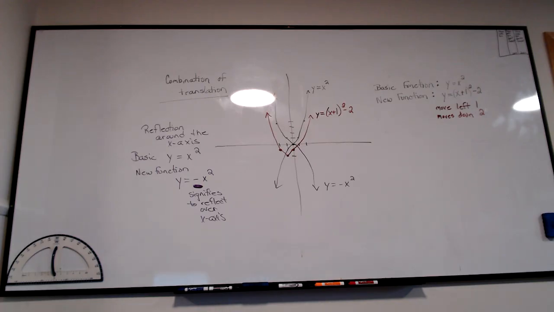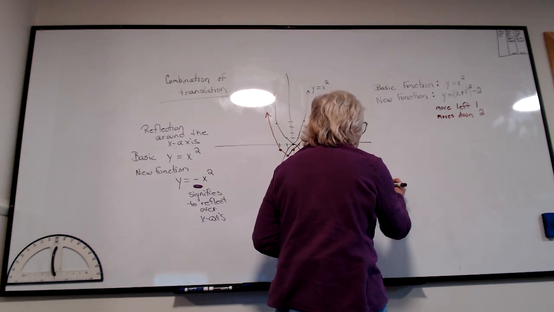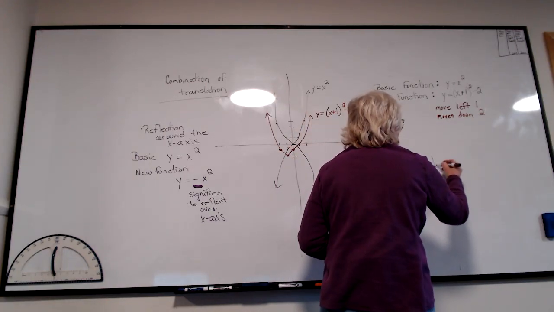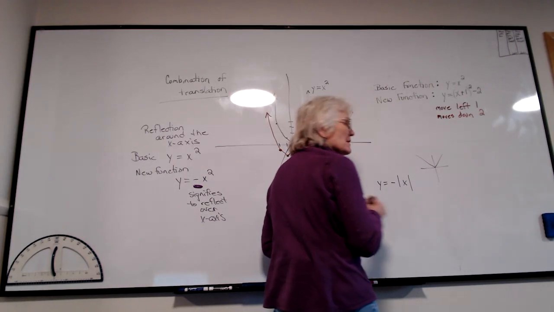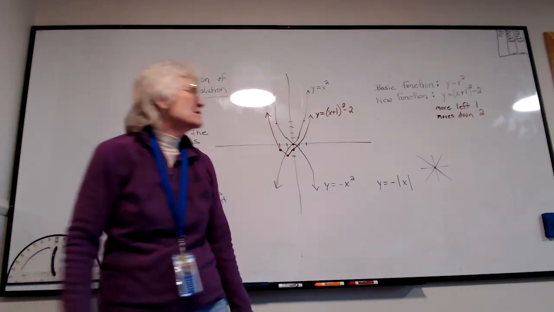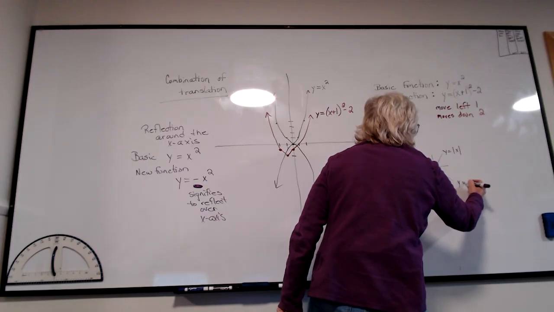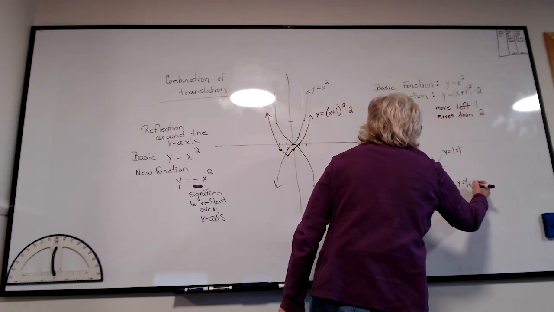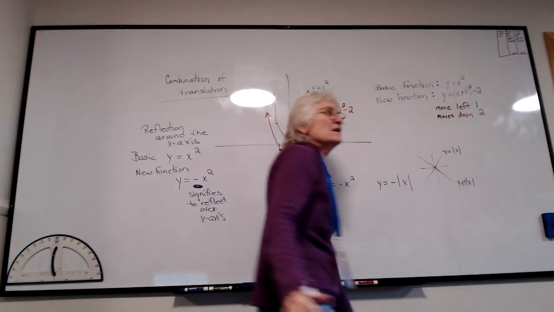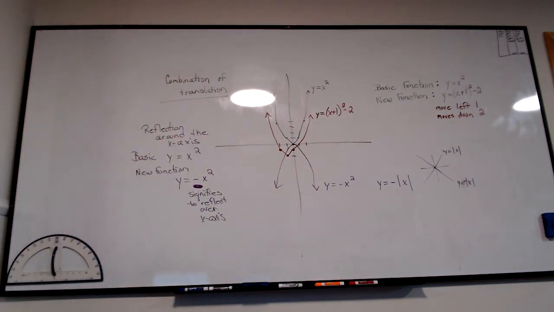Okay. Now, I'm going to just talk a little bit about this. If you have y equals negative absolute value of x, basically, here's your normal value x. Your new reflection will look like that. Okay? So this is y equals absolute value of x. This is y equals negative absolute value of x. That negative didn't get in there very nice. But that negative reflects it, the basic function, around the x-axis.